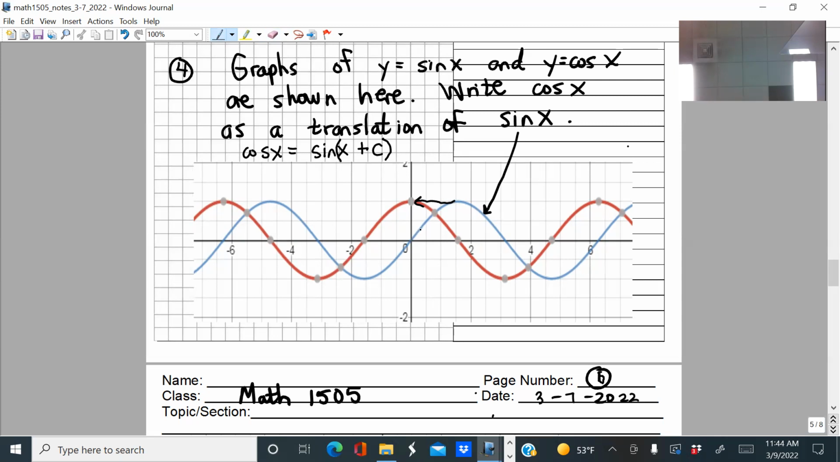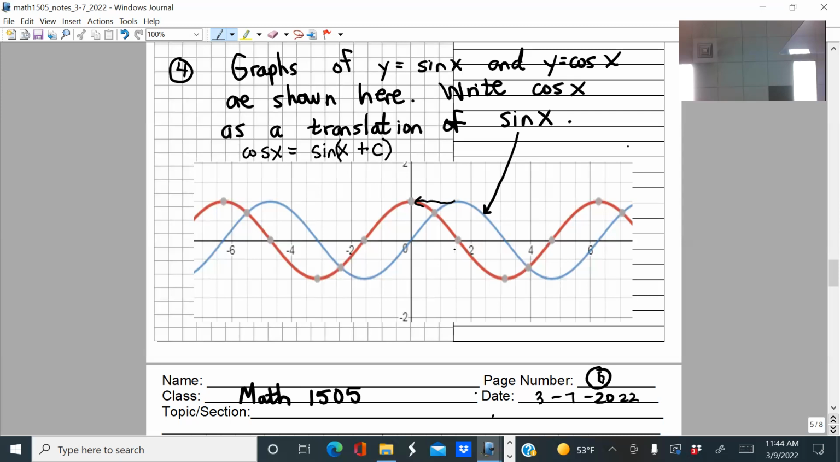And it goes up. Remember, at pi over 6, it's 1/2. At pi over 4, it's square root of 2 over 2. At pi over 3, it's square root of 3 over 2. And it doesn't max out until where? Pi over 2, right? Okay.